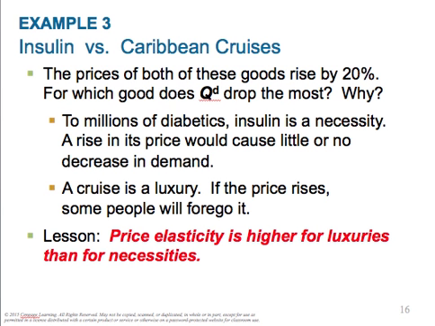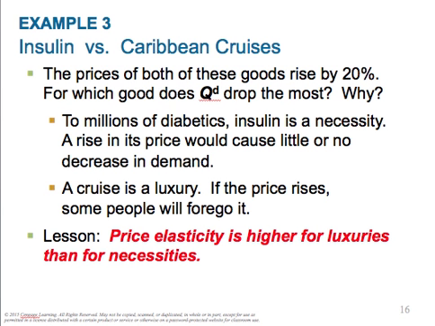Something like insulin, say for diabetics, versus Caribbean cruises. The price of both these goods rise by 20%. For which good does quantity demanded drop the most and why? To millions of diabetics, the insulin is a necessity. A rise in its price would cause little or no decrease in demand. They still need it to function, to be healthy, to keep their sugars under control.